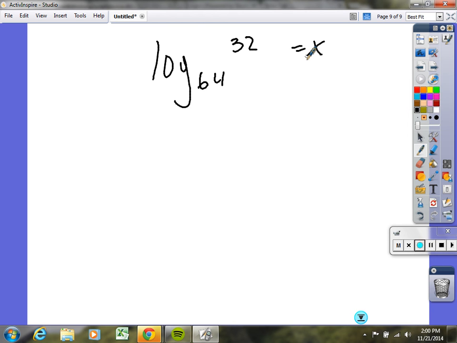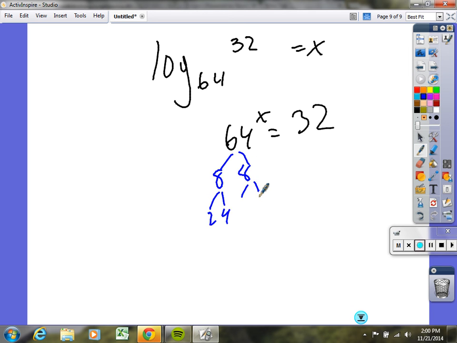Now I can say I'm going to go from a logarithm back to exponential. You're going to switch back and forth sometimes. Does that make sense what I'm trying to say? So this is 64 to the x equals 32. Now, here's what you need to do. What's 64? 8. Okay, awesome. Can I get 32 to be base 8? No. 2 and 4, 2 and 4, 2 and 2, 2 and 2.